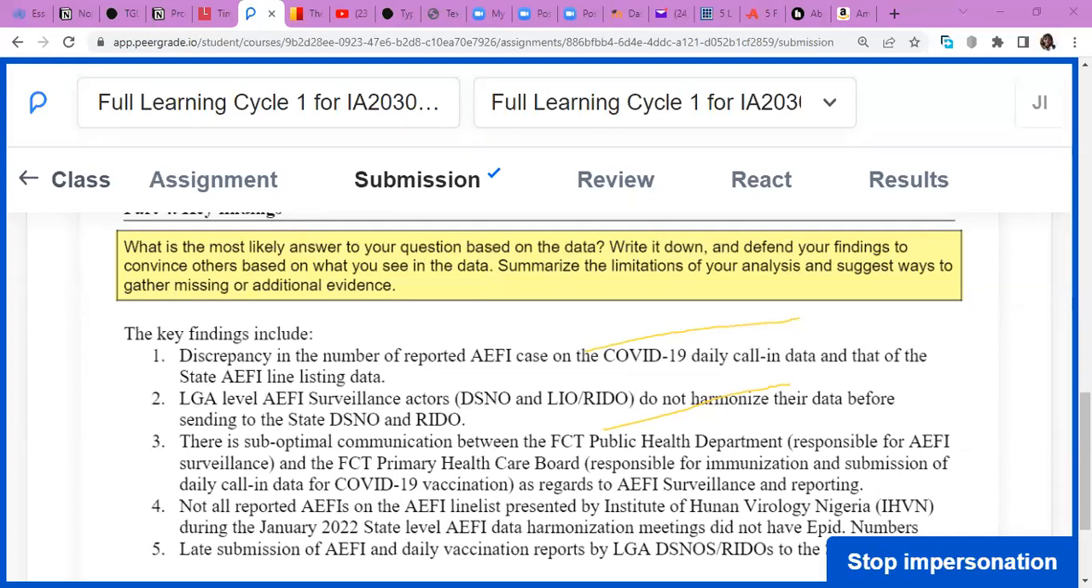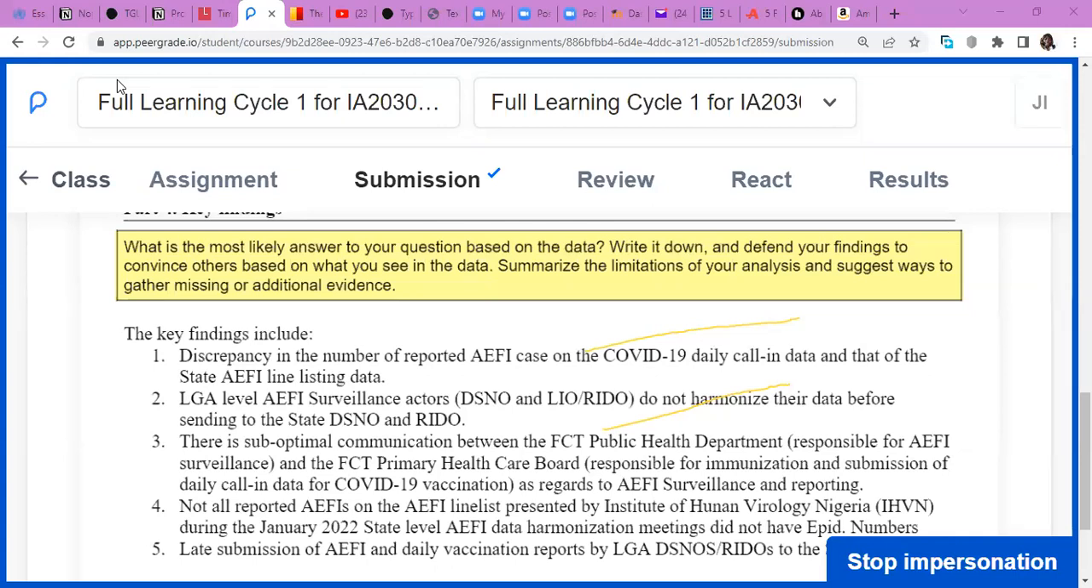They are not harmonizing their data, because for you to say this data is coming from this area council, for example Abaji, or this data is coming from Nigeria, any person sending out data as regards AEFI should have the same figures. But you'll be surprised that what the DSNO sends to the state disease surveillance officer is different from what the routine immunization officer or the routine immunization desk officer sends to the state SIU. So this is actually a challenge. They are supposed to harmonize their data at that level before sending it out to the state level.